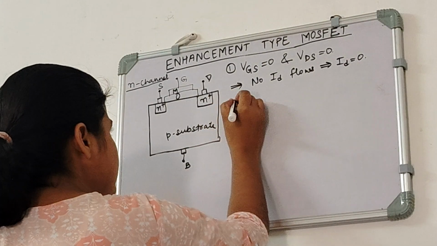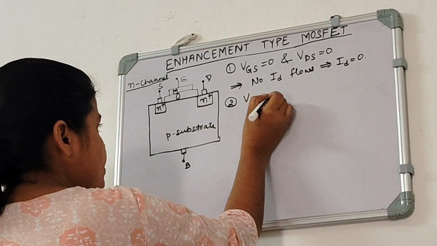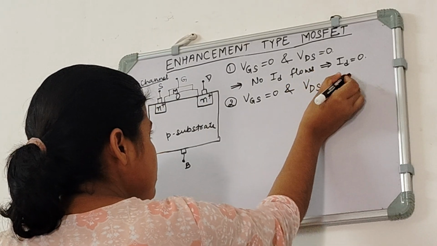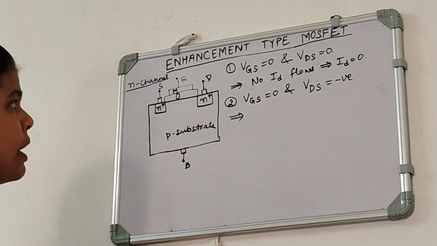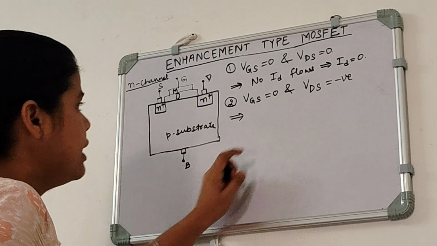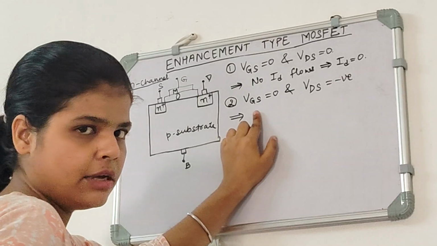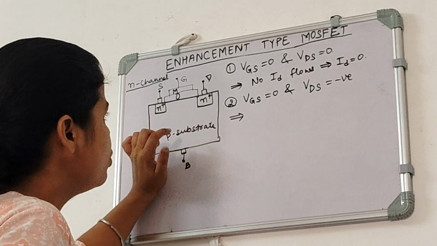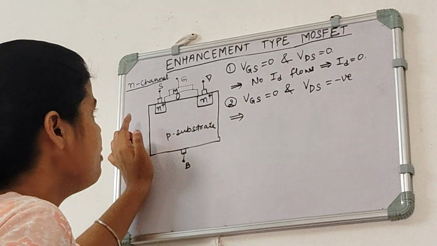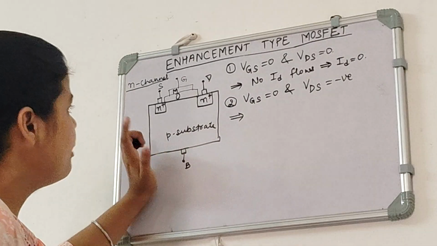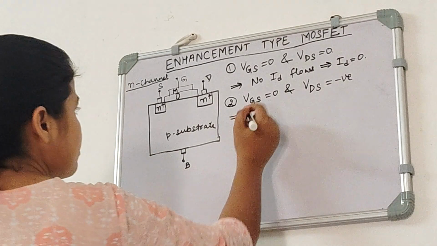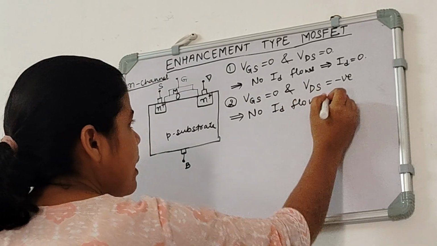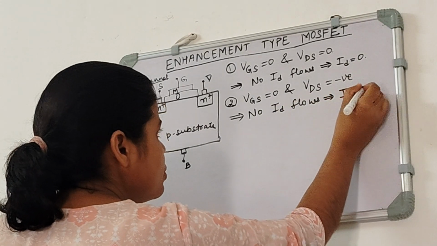Now our second condition is VGS equals to 0 and VDS equals to negative. Here also our current will be 0, because until and unless we apply any voltage at gate, there won't be any channel formed between source and drain. So due to absence of channel, no charge carriers will flow from source to drain, and therefore no current will be there. So no ID flows, or we can write that ID equals to 0.